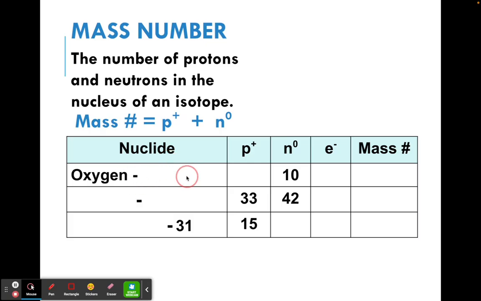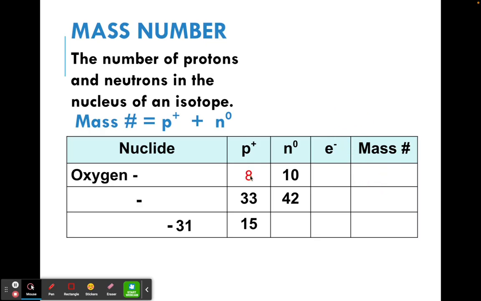So let's look at oxygen. In order to complete the name of this isotope, we need the mass number. And the mass number is the number of protons and neutrons. They gave us the number of neutrons. Well, how do we figure out the number of protons? You go to your periodic table. The periodic table is your cheat sheet. You look up oxygen, which is O, and you'll find that the atomic number is 8. So it has 8 protons. That means you're going to add the protons and neutrons together to get 18. And so your mass number is now 18, right?